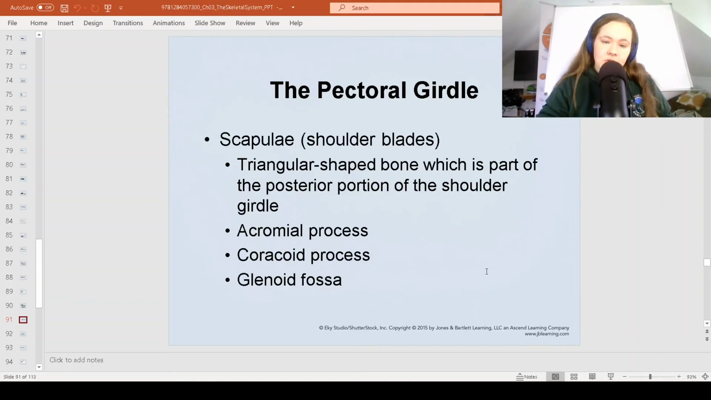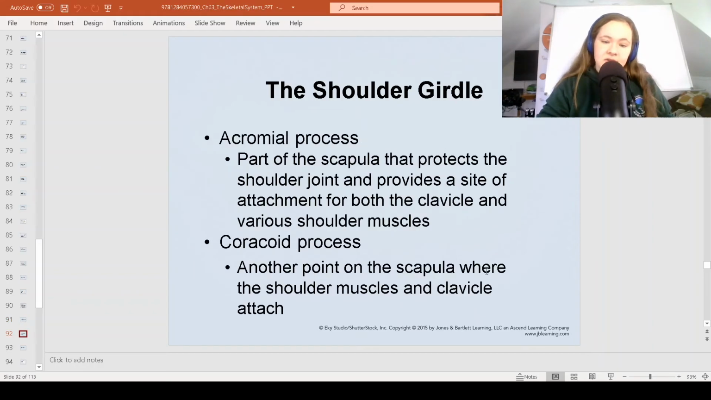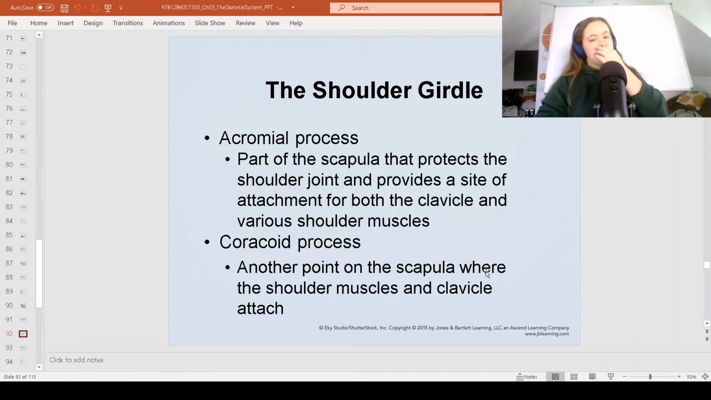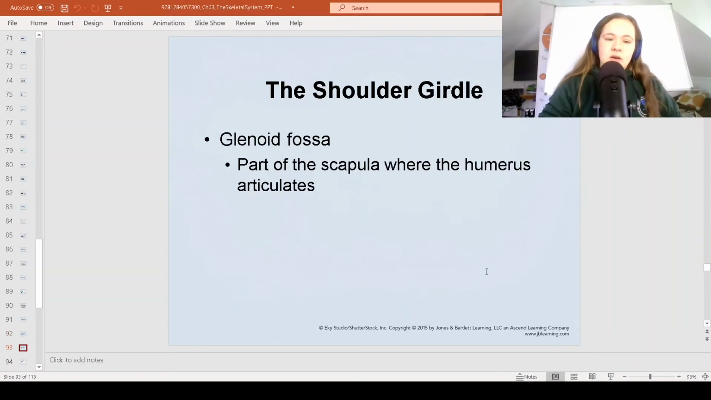We've got the acromial process, coracoid process, and the glenoid fossa. The shoulder girdle, we're going to list off these things. The acromial process is the part of the scapula that protects the shoulder joint and provides a site of attachment for both the clavicle and various shoulder muscles. The coracoid process is another point on the scapula where the shoulder muscles and clavicle attach. The glenoid fossa is the part of the scapula where the humerus articulates.